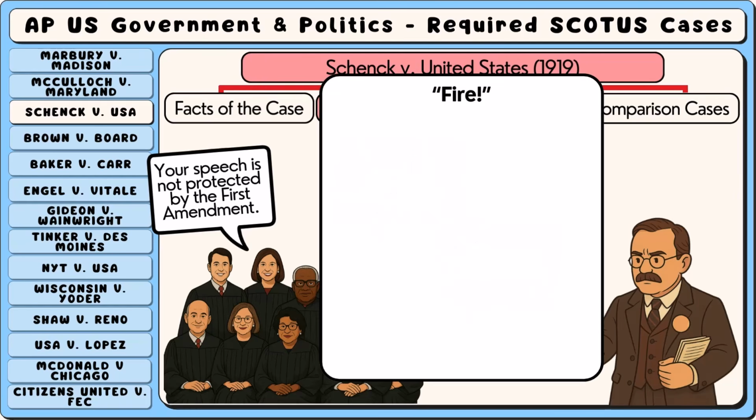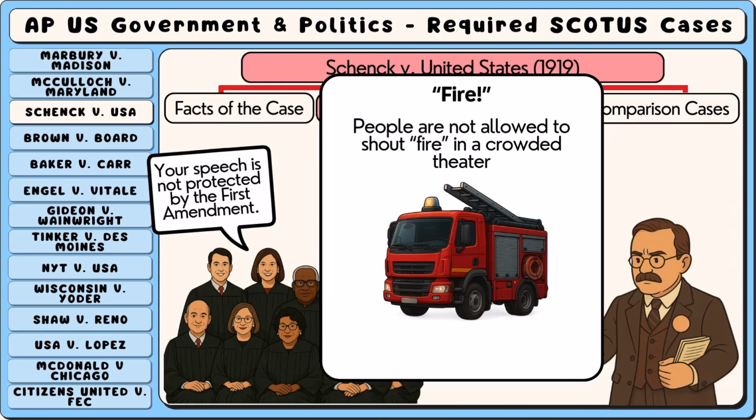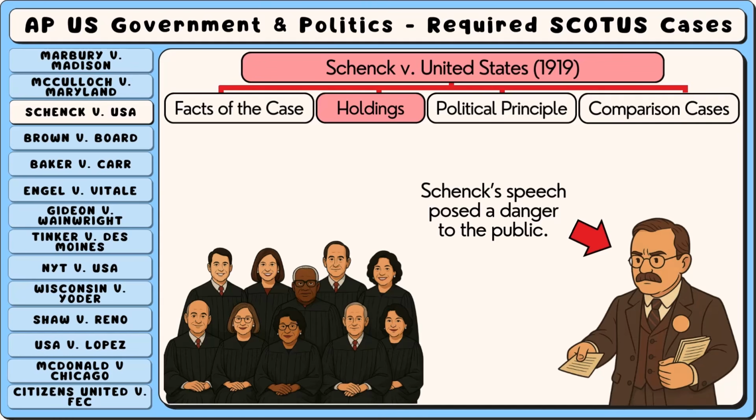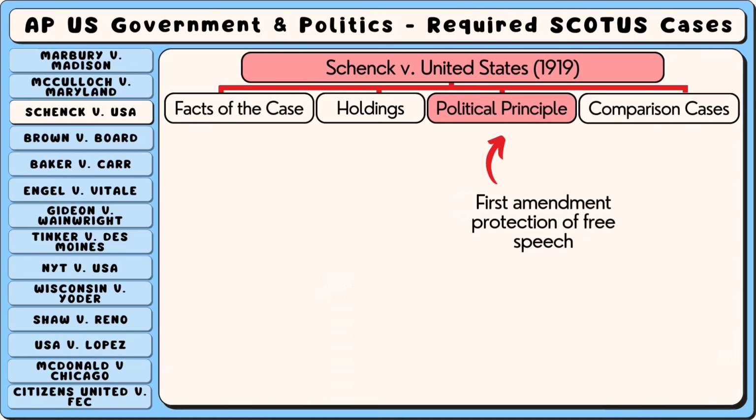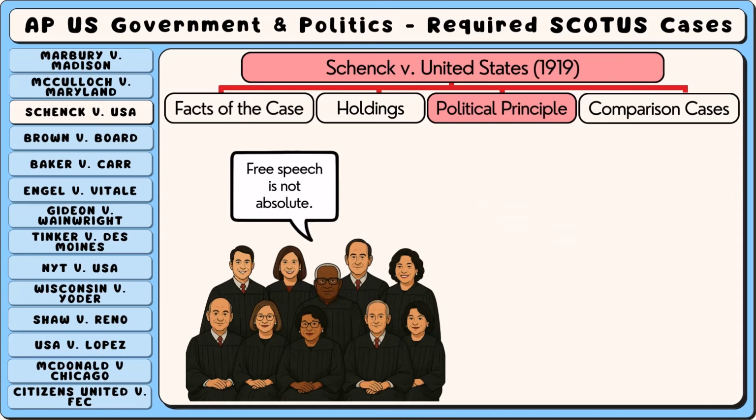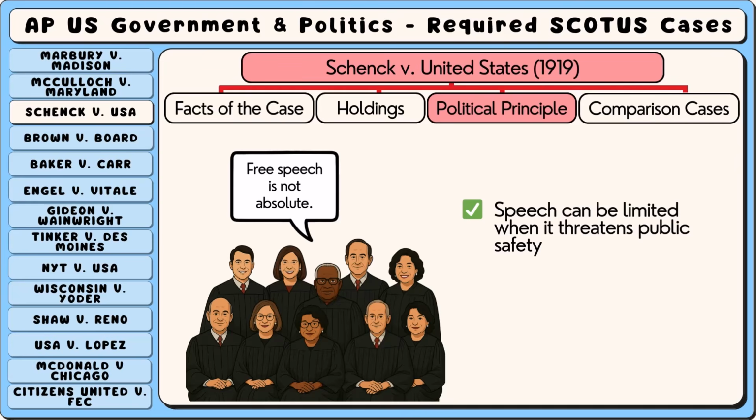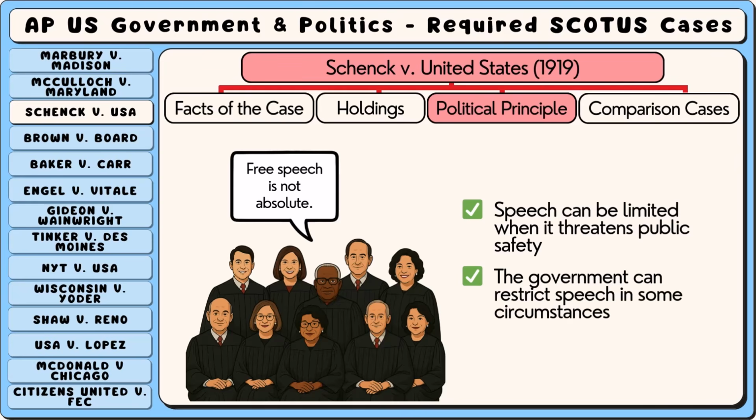The court introduced a famous example to explain this limit on speech. People are not allowed to falsely shout "fire" in a crowded theater, because doing so would create panic and put others at risk. Similarly, Schenck's speech posed a danger to the public and the government's ability to protect the nation. The central political principle in this case is the First Amendment protection of free speech. This holding showed that free speech is not absolute and can be limited when it threatens public safety, so the government can restrict speech in some circumstances.